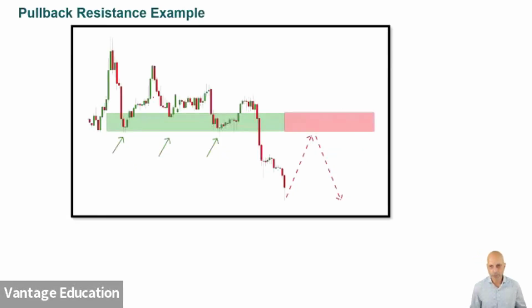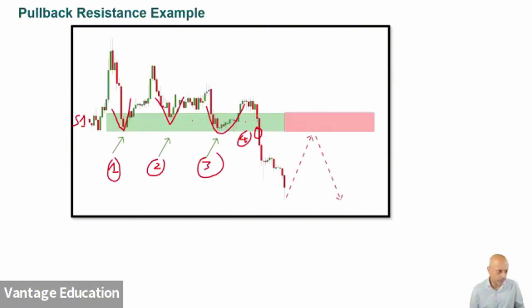This is an example of a pullback resistance. In this case, this level S1 initially begins as a swing low. We can see multiple swing lows taking place at points number 1 to 3, a very strong support area. However, at point 4, we see a bearish breakout materialize. Price breaks through the support area.